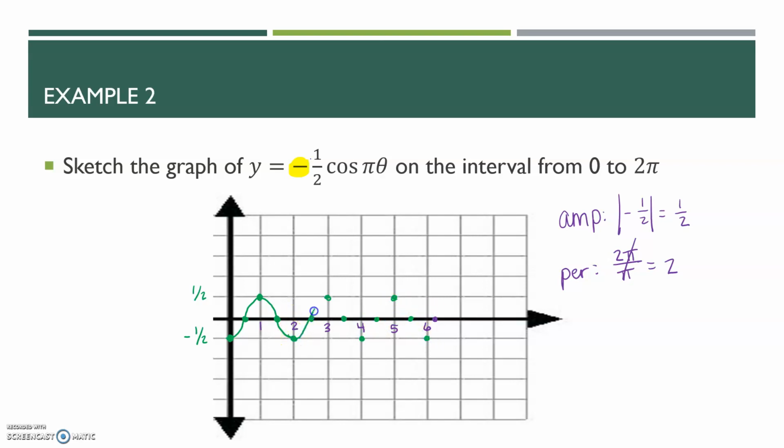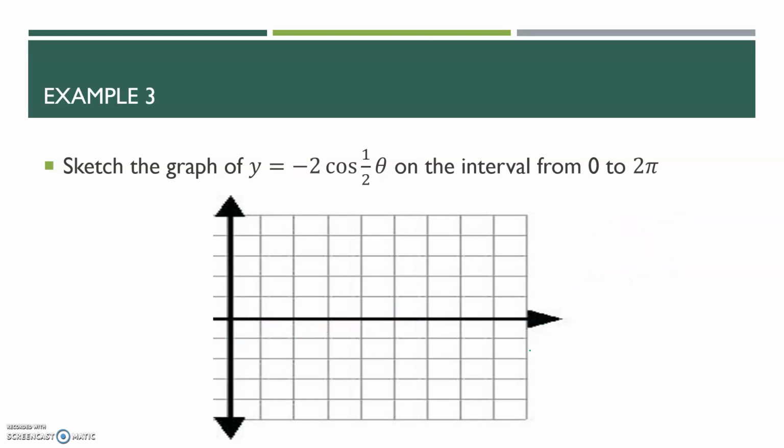And then connect them with this curvy line. It's kind of fun, actually. All right. So that would be our cosine function. Sketch the graph. All right, let's find our amplitude.